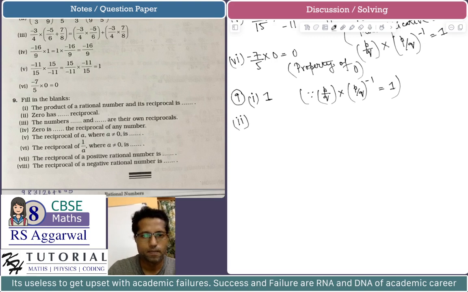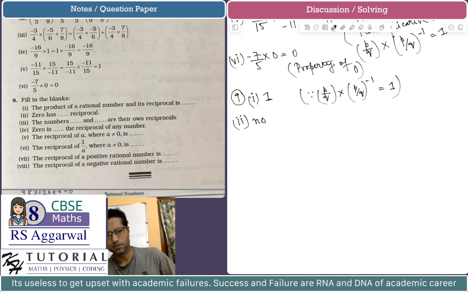Part 2. 0 has no reciprocal. 0 has no reciprocal because the reciprocal only exists for non-zero rational numbers. So the reciprocal of 0 does not exist, or the multiplicative inverse of 0 does not exist. So it should be: 0 has no reciprocal.